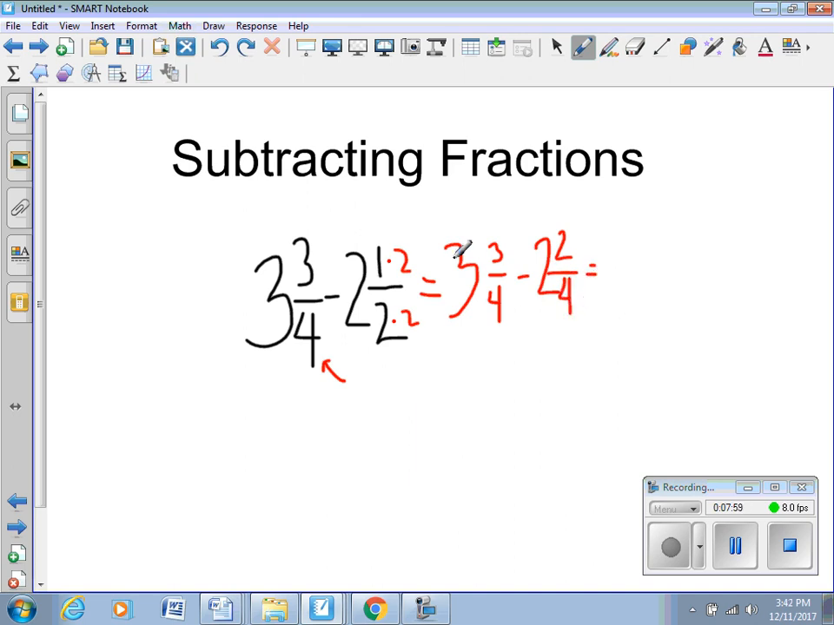And so first I'm going to start with whole numbers. 3 minus 2 is 1. 3 minus 2 again is 1. And then my denominator stays the same. I don't subtract them. So my final answer here would be 1 and 1/4.